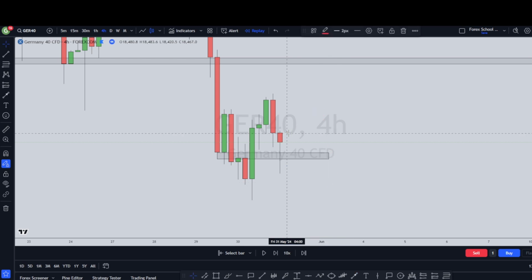Now, what you do need is a confirmation that these bears have had their volume taken out, their momentum is gone, and now the bulls are coming in so strongly. But now we want a confirmation that this support area is still holding, and that we are likely to see bullish moves. Now, how do we confirm that?